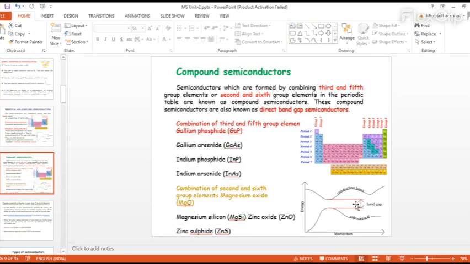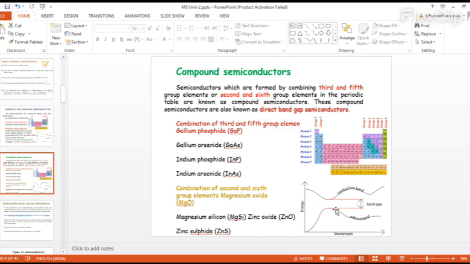Next one is compound semiconductors, which are formed from third and fifth group elements, or second and sixth group elements in the periodic table. These compound semiconductors are also known as direct bandgap semiconductors. You can see the direct bandgap here.